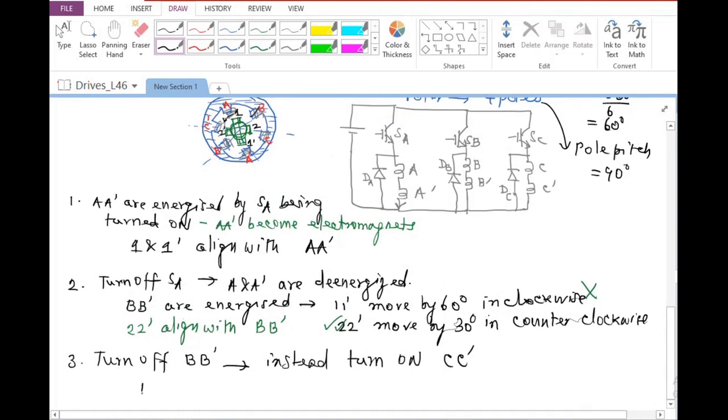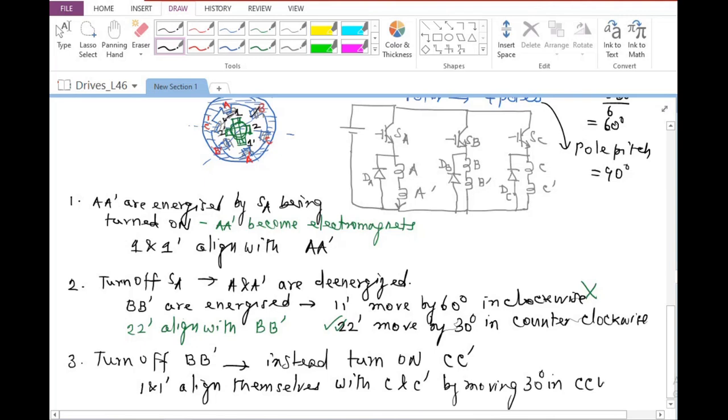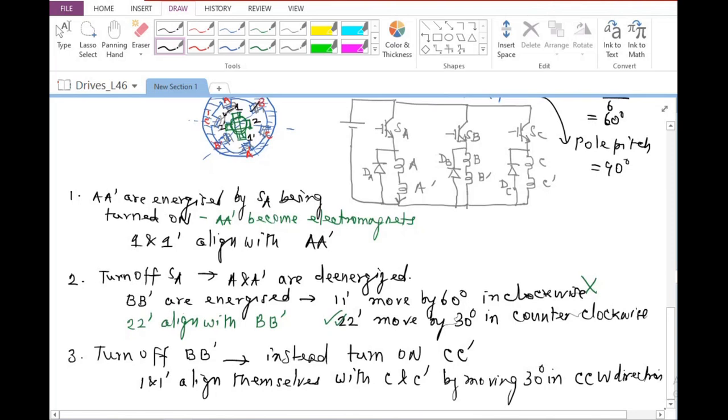So at this point, 1 and 1 dash align themselves with C and C dash by moving 30 degrees in the counterclockwise direction. So you would see that for every step, every pulse that you are giving, the poles of the rotor are stepping by about 30 degrees.